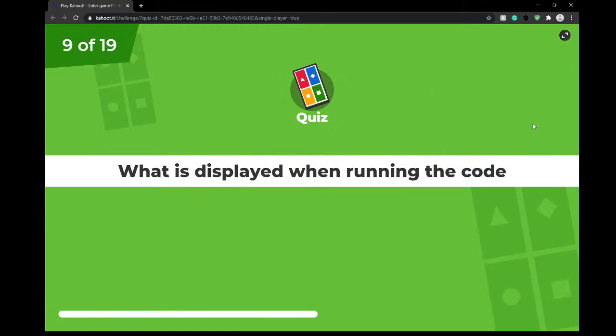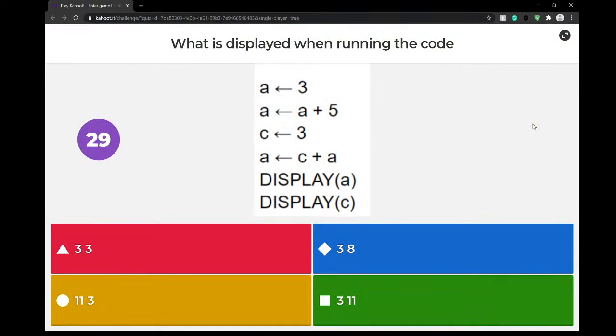question 9. What is displayed when running the code? And hopefully the image shows. Okay, great. So 3 is saved to A, plus 5 is saved to A, 3 is saved to C, A plus C is saved to A. Display A, display C. So you have to code trace here for a bit. It'll be fun, I promise you.